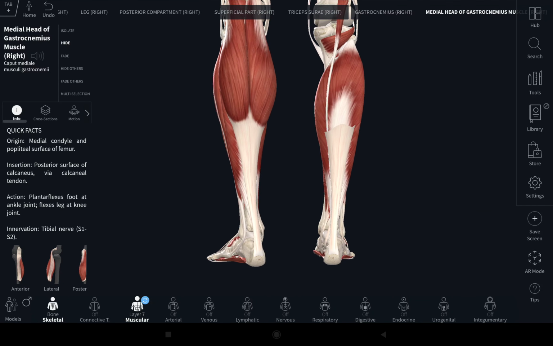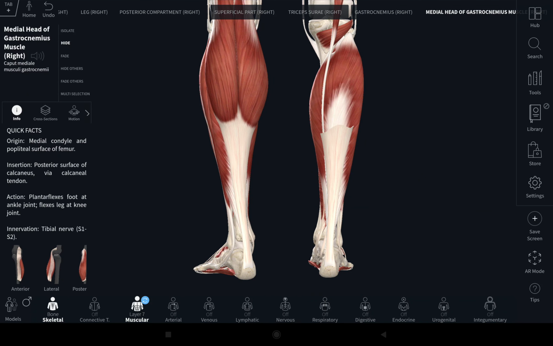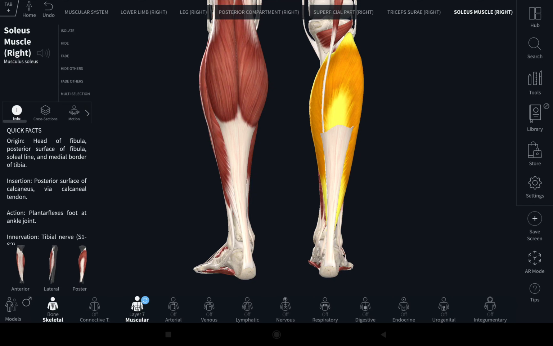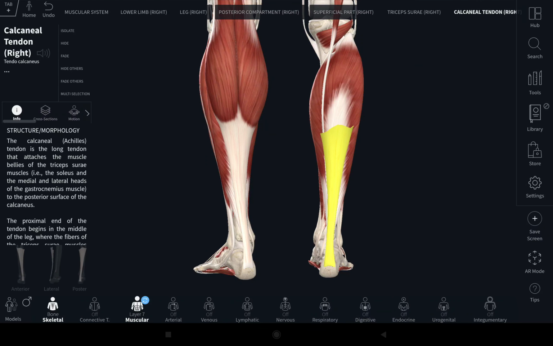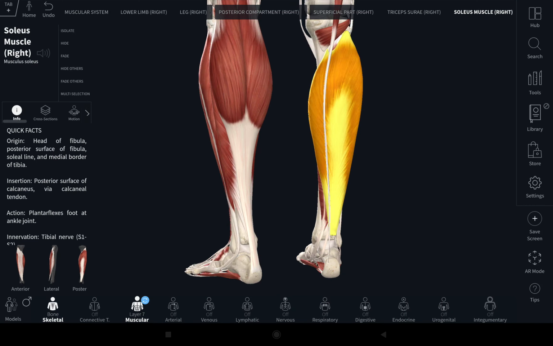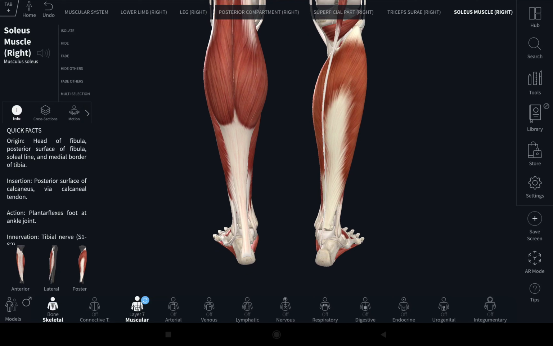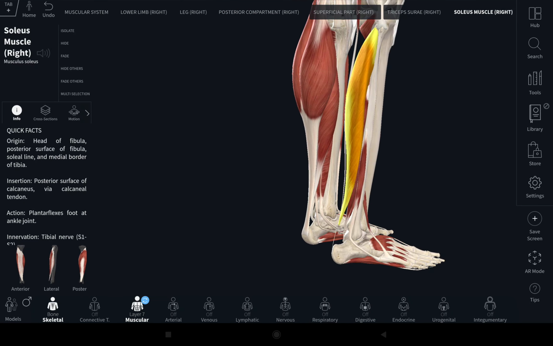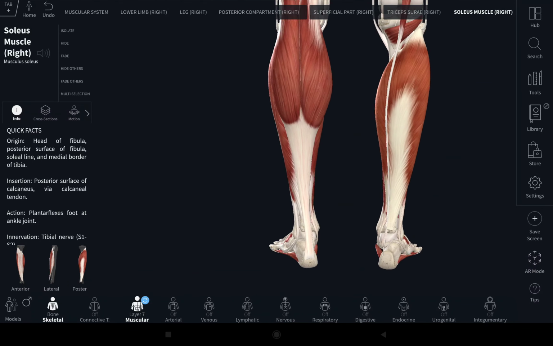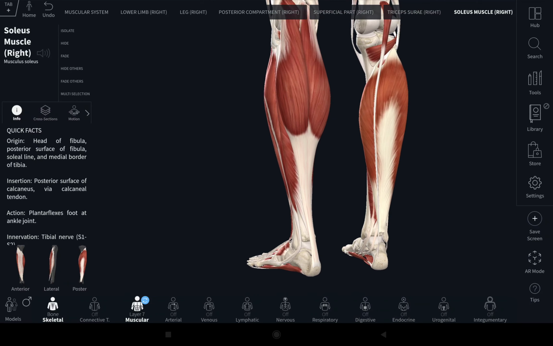If we remove the gastrocnemius muscle, then the muscle exposed here is the soleus muscle. We remove the calcaneal tendon, then the soleus has been exposed. It is a big muscle of your posterior leg. Look, this is the soleus muscle.